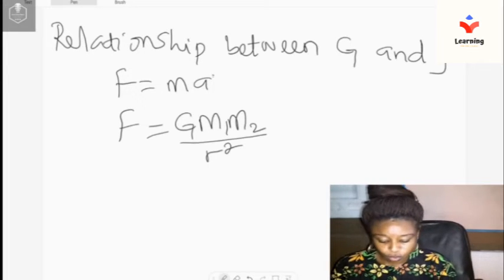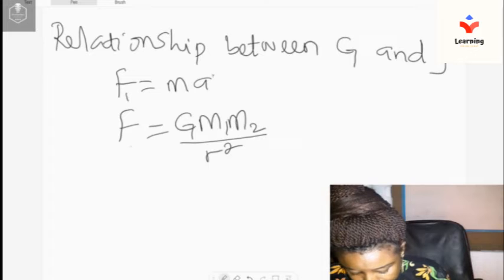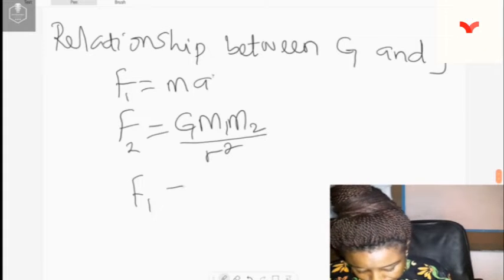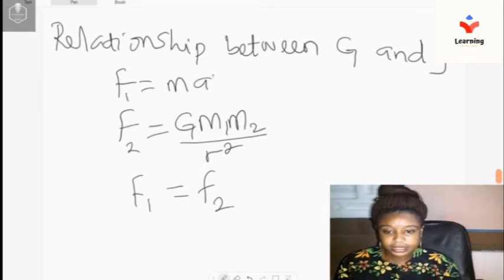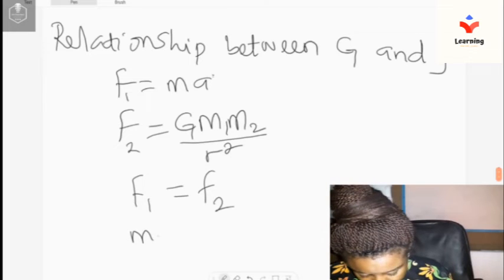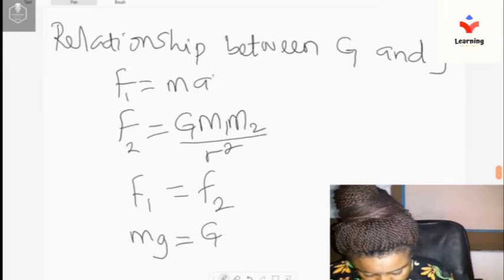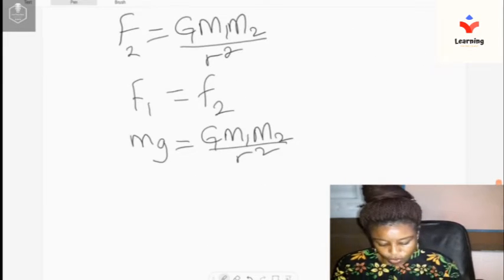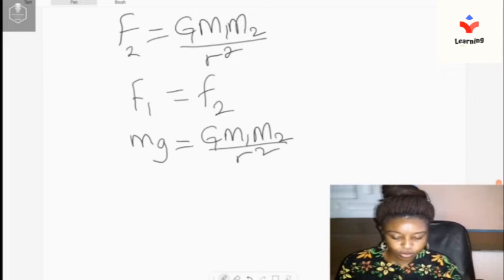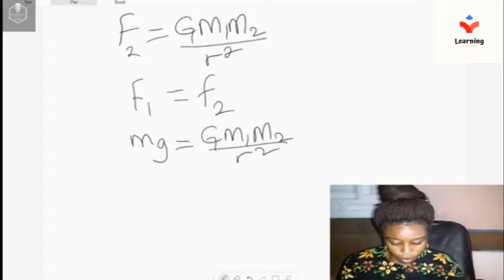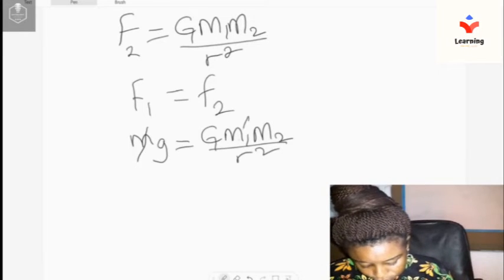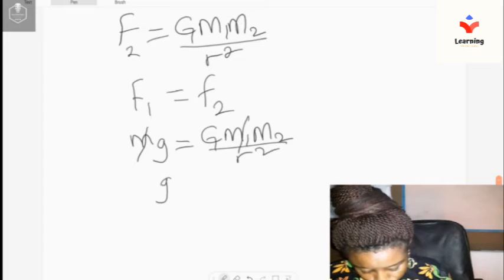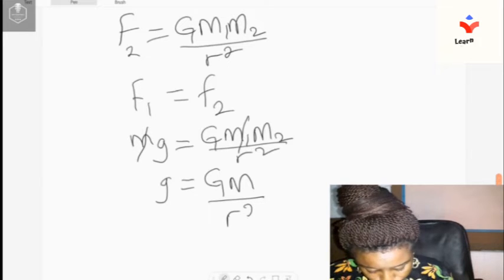So from here, using our a as g, if you equate the two equations together, that is F1 and F2, and represent our small letter a with g, we have mg equals G m1 m2 over r squared. We can see that we have one mass here and two masses here, so one mass will cancel one mass. This m cancels this m1. So we have g equals capital letter G m over r squared.